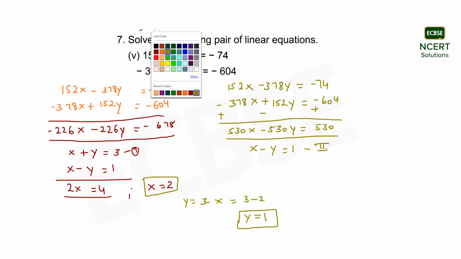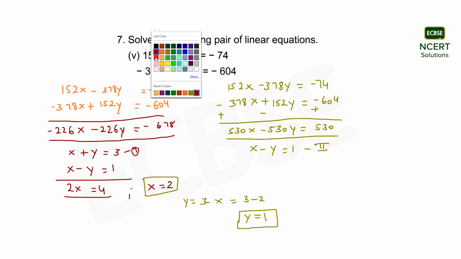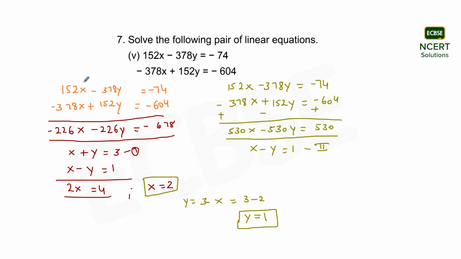So now the question arises, I have obtained the value for the variable x and y, but when to use this method and when not to use this method? Is there any specific case when I need to apply this method? Let's see. If I see these equations clearly, replacing the coefficients with some variables, say a and b, I can write this equation as ax minus by is equals to c. Here a is equals to 152, b is equals to 378 and c is equals to minus 74.